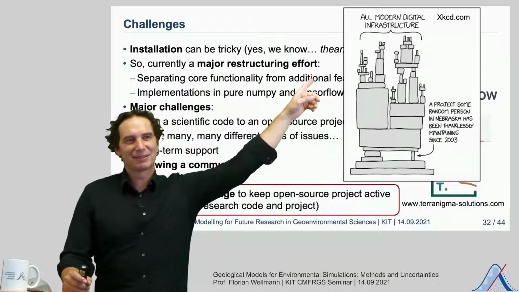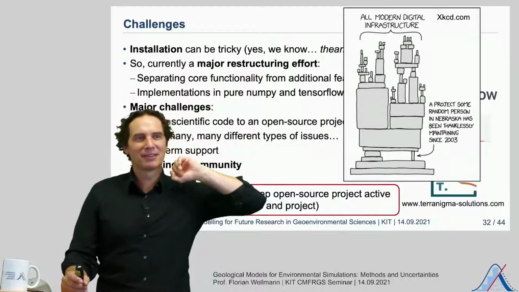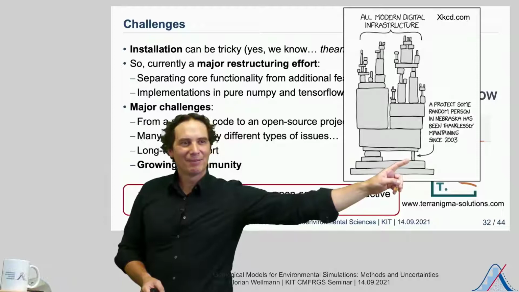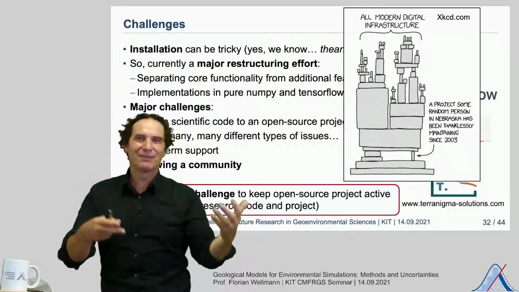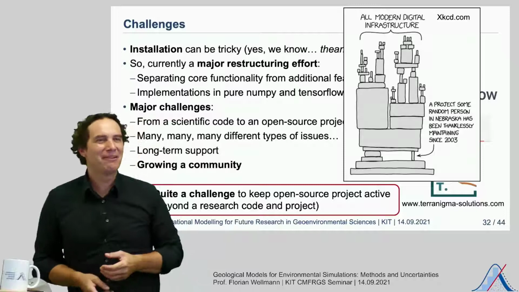At the top, we have all these fancy blocks, which are all modern digital infrastructure. And there is this little block down here, a project some random guy develops in Nebraska, and on which all of this hinges. I think it's a nice picture of showing how we are also working with open source projects. But if you don't have a community supporting this, it can be very difficult to sustain something like this little branch, which may be quite essential for some other work.